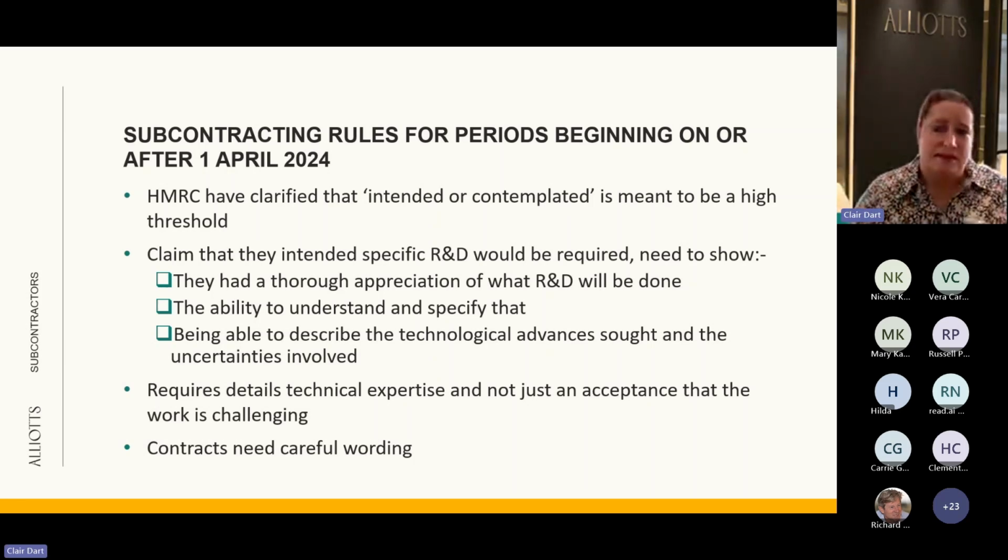The key to all of this is that your contracts may need some careful wording. And this is where I say planning could come in. Documenting the process is also important. So if you have a board meeting, say, for example, and you come up with an idea and you discuss how you're going to go about it and you identify what those uncertainties are, recording the minutes of that board meeting, or recording the meeting, or keeping track of emails between parties in that decision-making process will help to prove to the revenue that you did have that intention and the knowledge that R&D was required, because it's quite hard to replicate in hindsight.